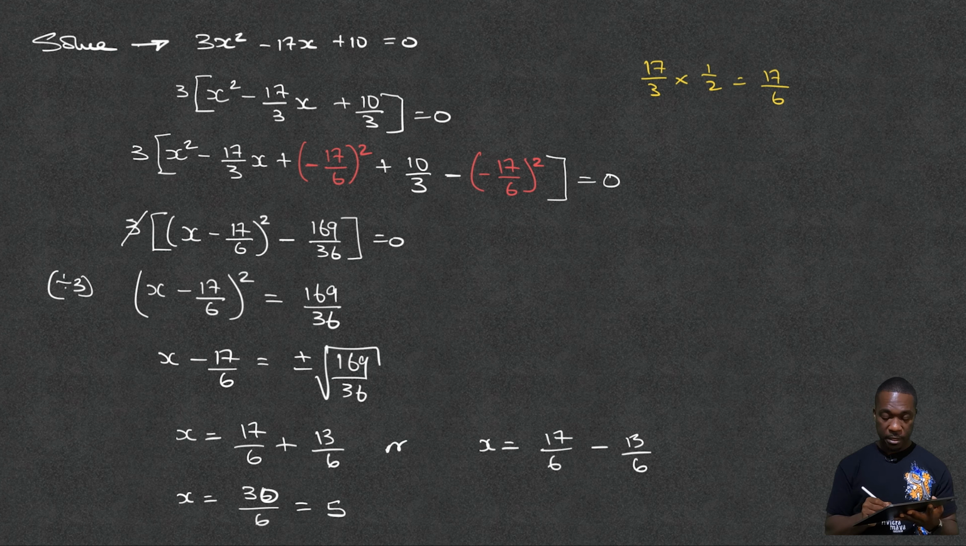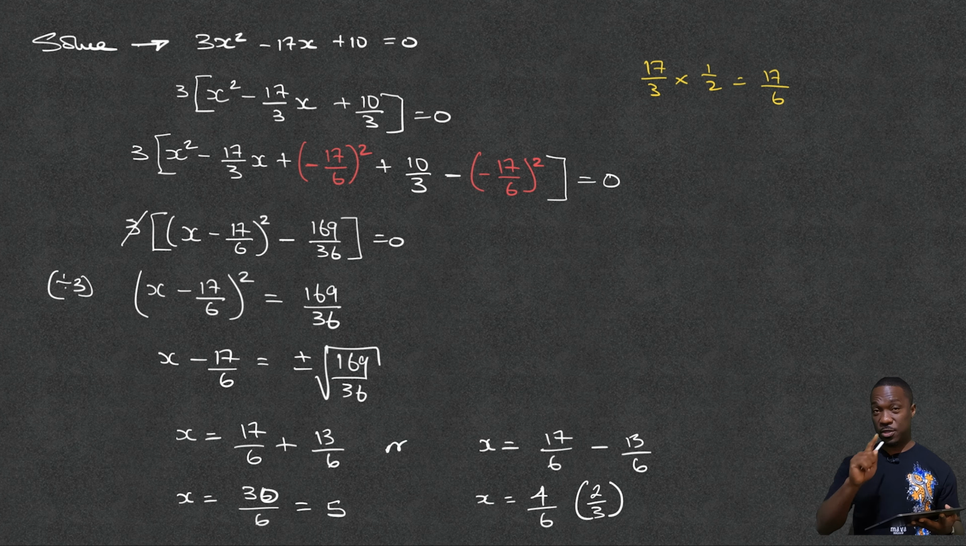And then this one here is going to be equal to, well, when we work this out, 17 take away 13 is going to be 4. So that's 4 over 6, which when simplified gives us 2/3. Now, if you've watched video number 1, you'll realize that those are the very same answers we've got.